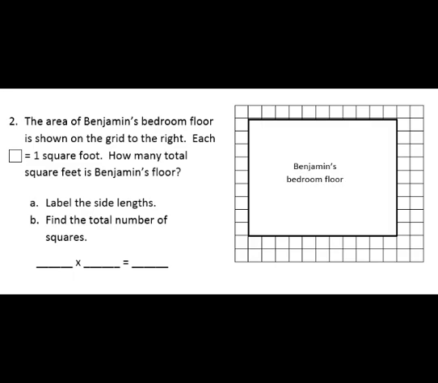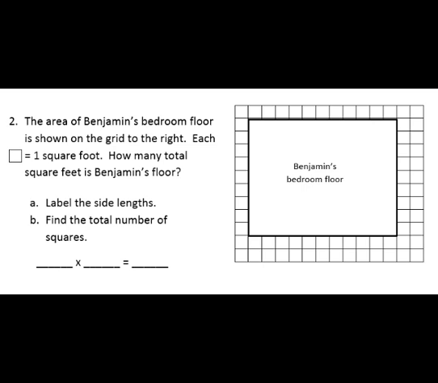We're going to use these same strategies to solve a couple of word problems. The first problem says the area of Benjamin's bedroom floor is shown on the grid to the right. Each square equals 1 square foot. How many total square feet is Benjamin's floor? We're to label the side lengths, then use multiplication to find the total number of squares.